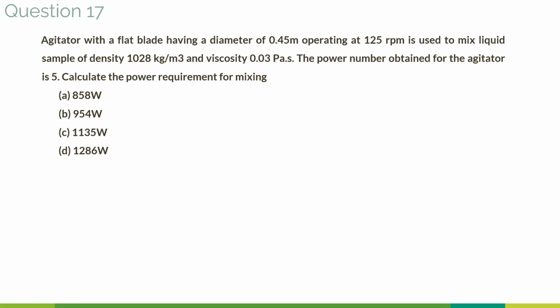Okay, question 17. The agitator with a flat blade having a diameter of 0.45 meter operating at 125 rpm is used to mix the liquid sample of density 1028 kg per meter cube and viscosity of 0.03 pascal second. The power number obtained for the agitator is 5. So we need to calculate the power requirement for mixing. So if you remember, power number is the dimensionless number that relates the power requirement for mixing to its operating variables.